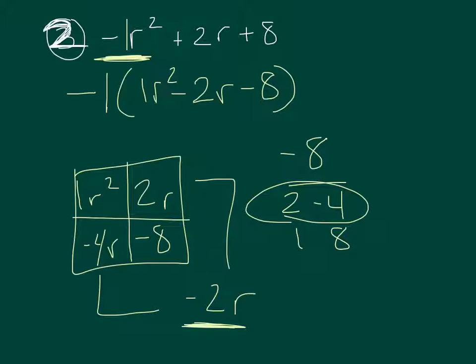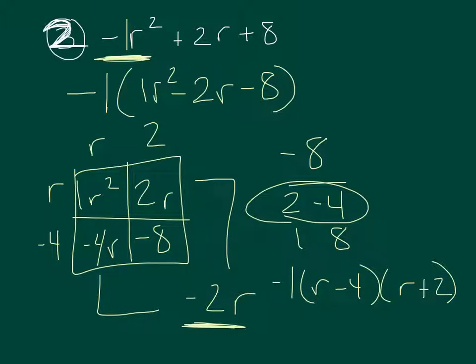Look at your top two boxes. What do they have in common? They have an r. r times r is r to the second. r times 2 is 2r, and r times negative 4 is negative 4r. Then you put your answer in parentheses. r minus 4 and r plus 2, and don't forget that negative 1 we took out at the beginning needs to go back in your answer.